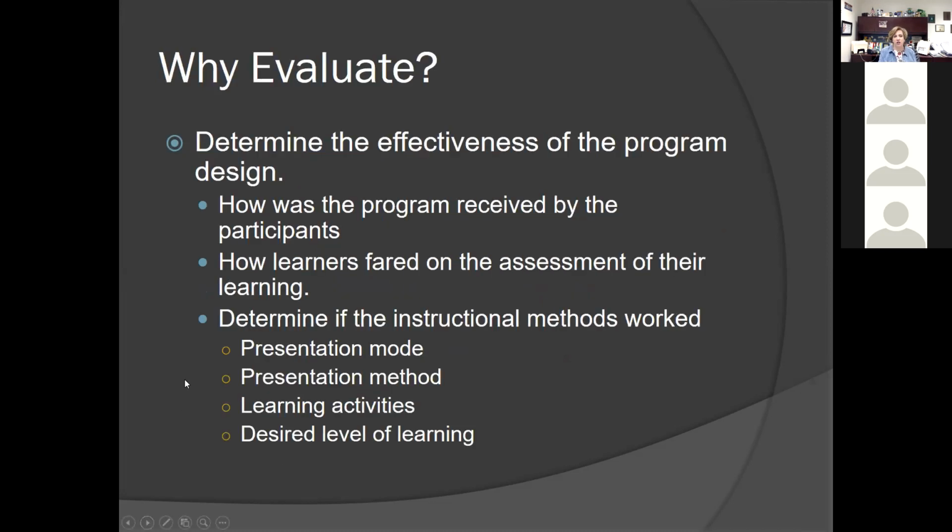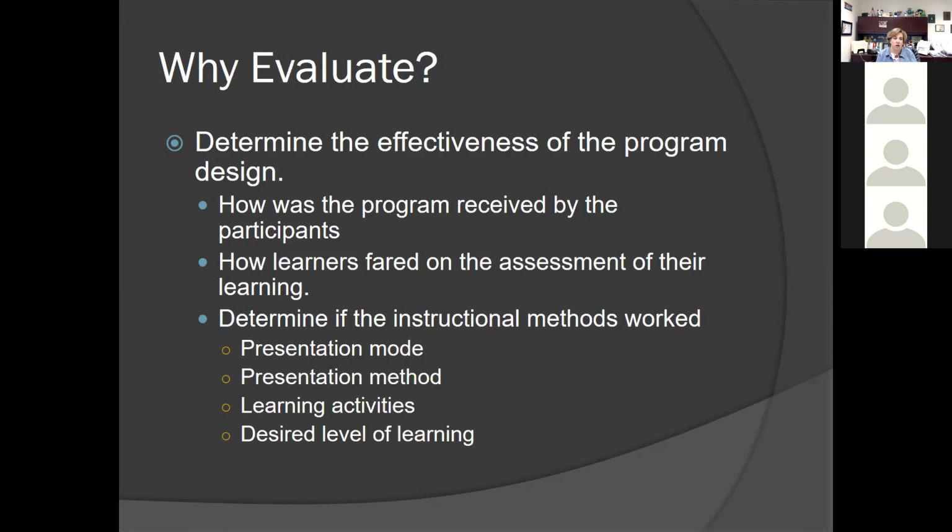Okay, so why do we evaluate? Well, we evaluate to determine the effectiveness of the program design. So how was the program received by the participants, how the learners fared on the assessment of their learning, and did the instructional methods work? Did the presentation mode work? Presentation mode would be face-to-face versus Zoom versus an online module, those types of things.